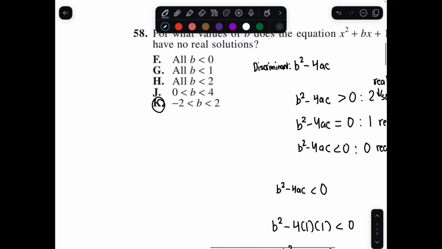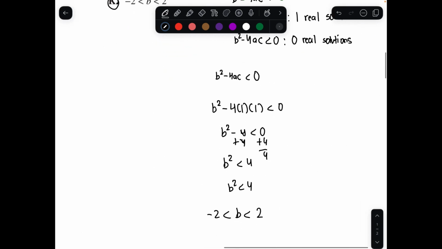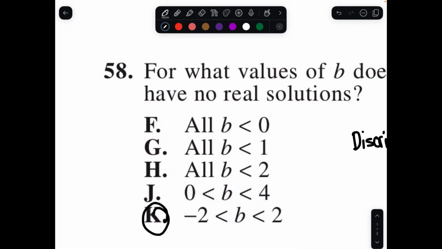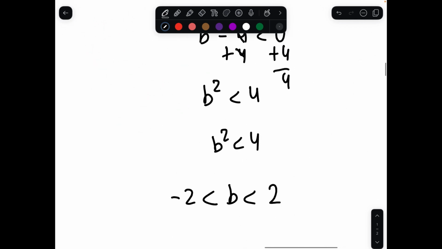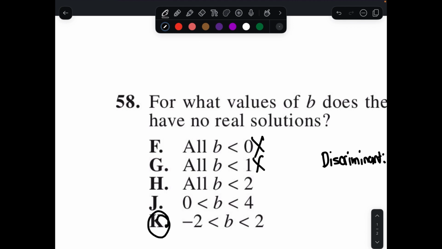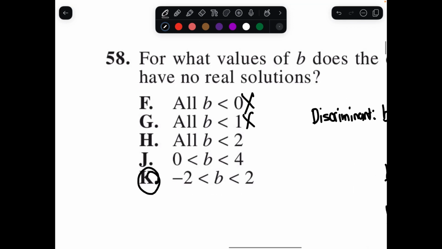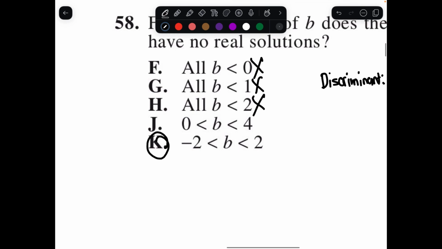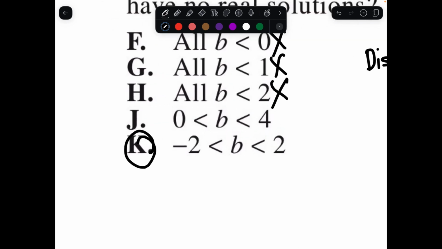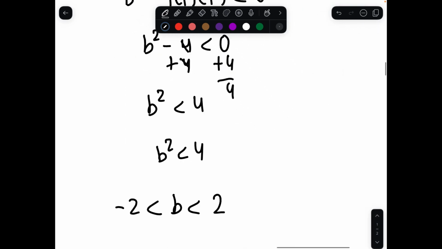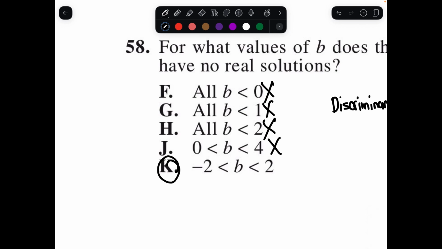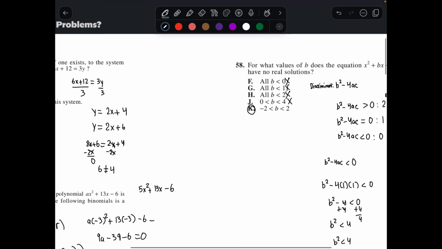And you could also eliminate the other answer choices as well. If we know that b squared has to be less than 4, well, for f and g, if b is like -4, -4 squared is 16. 16 is not less than 4, so that gets rid of f and g. For h, same logic. And for j, it says b could be anything between 0 and 4, exclusive. If b was, let's say, 3, 3 squared is 9. 9 is not less than 4, which also gets rid of answer choice j. So the answer to 58 is K.